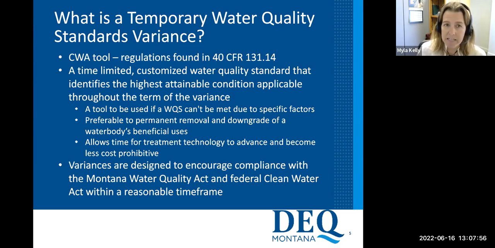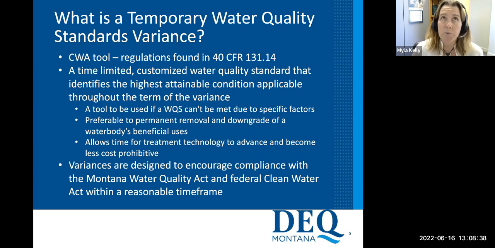Variances are a time-limited, customized water quality standard. So they are in and of themselves a water quality standard. And the variance identifies the highest attainable condition that is applicable throughout the term of the variance. This is a really key component that is required under federal regulations. It is a part of a variance. And Mike is going to talk in much more detail about what that means, how we determine what the highest attainable condition is, and talk about that term of the variance. So he's going to talk about that in quite a bit more detail in just a few slides.